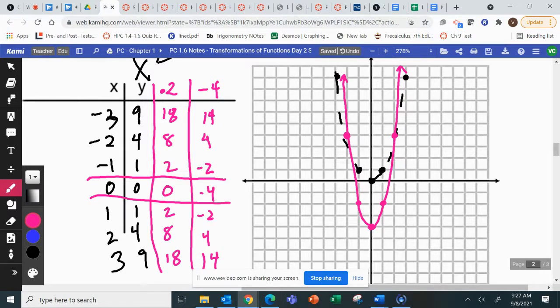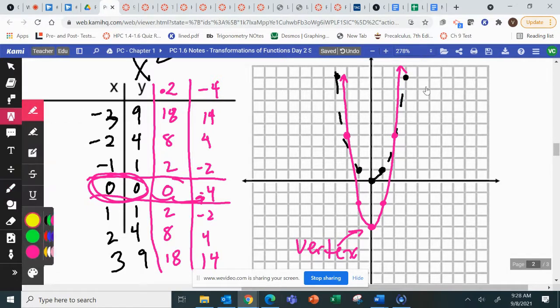One reason why transformation tables are better than just plugging in random numbers is because you will always get the vertex, which is an important part of our parabola, that part where it turns. It starts at 0, 0, but then with transformations, it ends up at 0, -4. So just in case anybody else is confused, I graphed the outside x's and the outside y's. Those are the ordered pairs that I graphed.